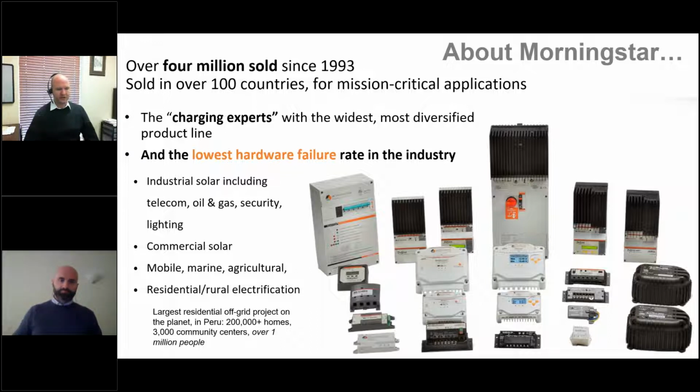One of the projects of note that we did for the country of Peru was what we believe is the largest residential off-grid project that has occurred, and that was regarding 200,000 homes that were upgraded with DC energy boxes to power home-based loads such as cell phone charging and simple LED lighting, as well as 3,000 community centers. And all in all, between those systems, over 1 million people were impacted and provided additional energy supply.